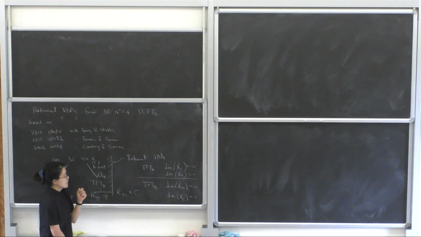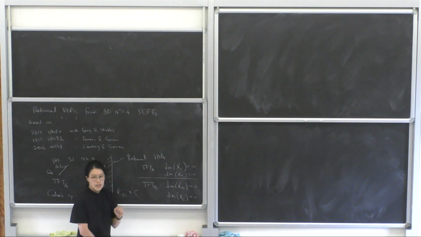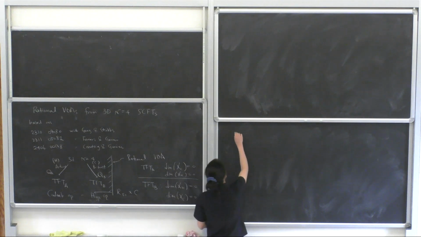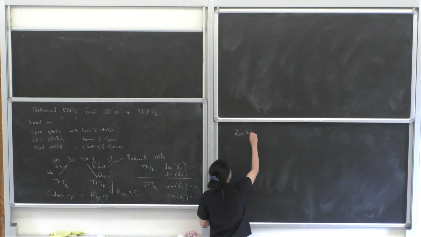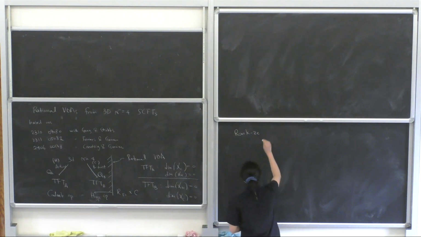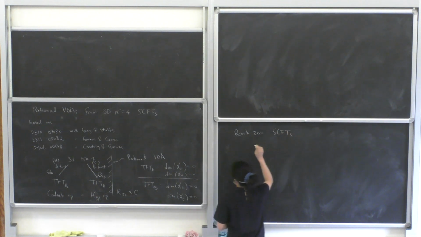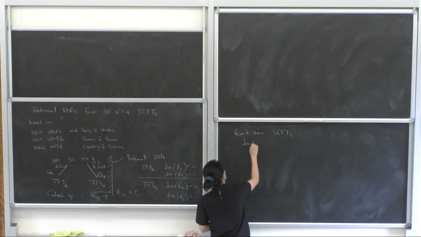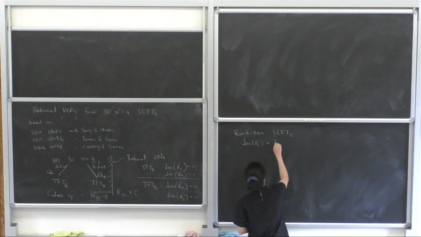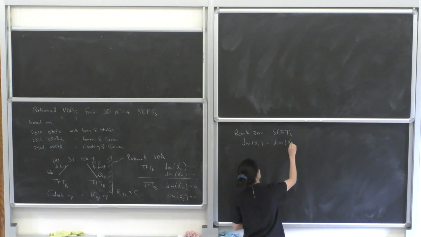Okay. So these theories are called the rank 0 theories. I'm going to focus on the SCFT, so rank 0 SCFTs. By definition, this is a theory such that the dimension of the Higgs branch and the dimension of the Coulomb branch are both 0.